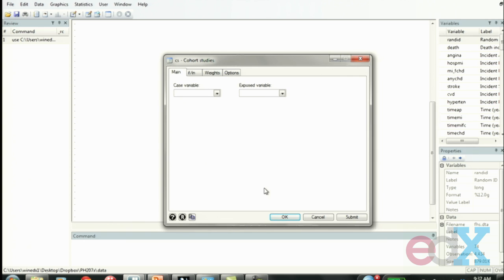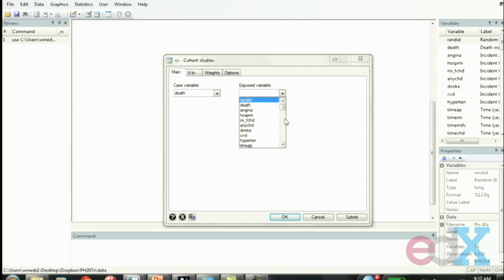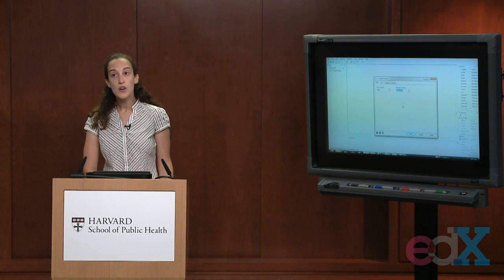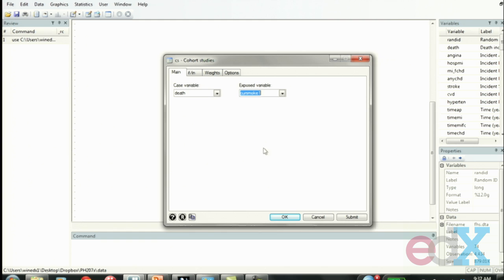So first is our case variable. In this case, we're interested in the cumulative incidence of death. So we're going to hit the down arrow and then click on death. That's our case. For the exposed variable, we're interested in the cumulative incidence of death among smokers and non-smokers. So we're just going to scroll down until we get to the variable called cur-smoke1. This indicates whether someone was a smoker or a non-smoker at baseline. Once you do that, just hit OK at the bottom.